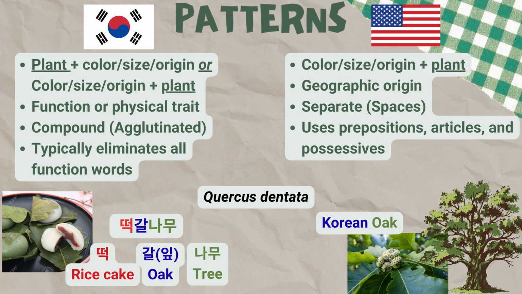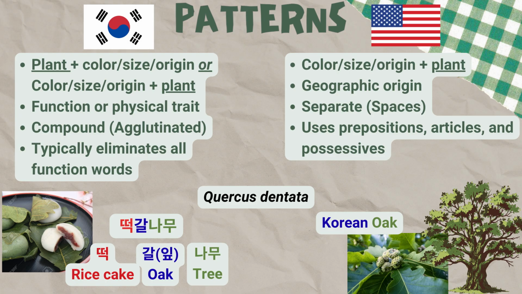While not without exceptions, the pattern for common names of plants typically differs in that Korean fluctuates on whether they put the plant name before color, size, origin descriptors or after. They usually use morphemes that denote function or physical traits. They're almost always compounds, and they tend to eliminate function words.